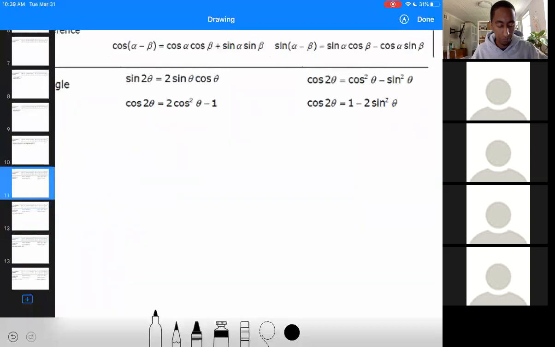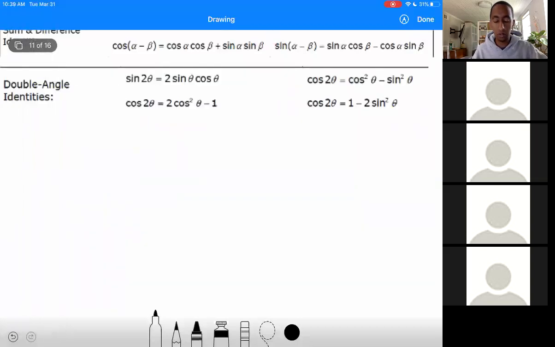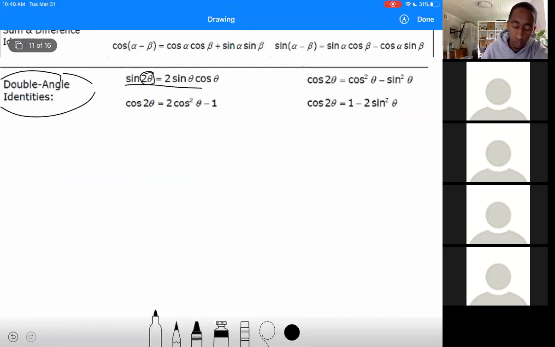So these, again, are on your formula sheet, so you don't have to memorize them. But we're specifically focused on these now. So that's when you have sine of 2 theta or cosine of 2 theta. They can be rewritten as these, okay? Or vice versa, backwards, right?